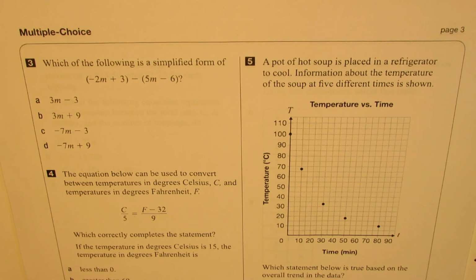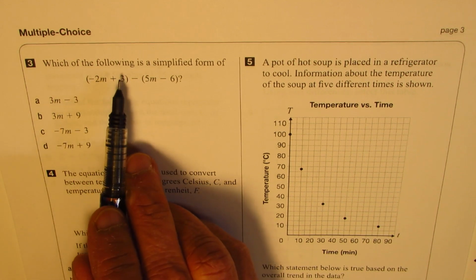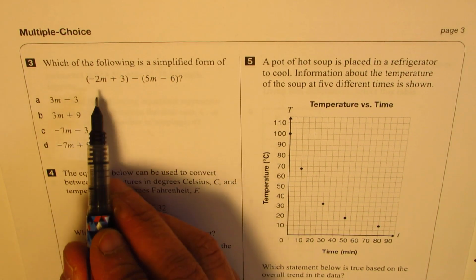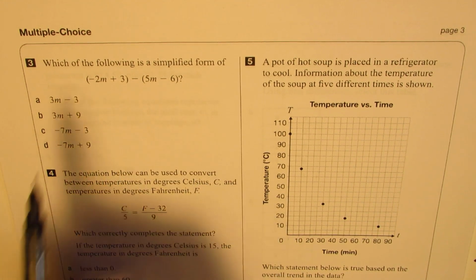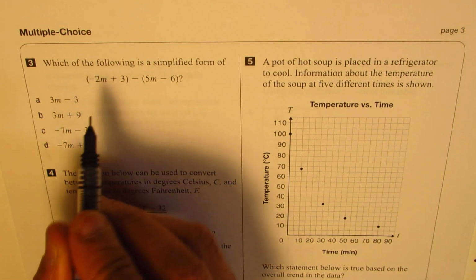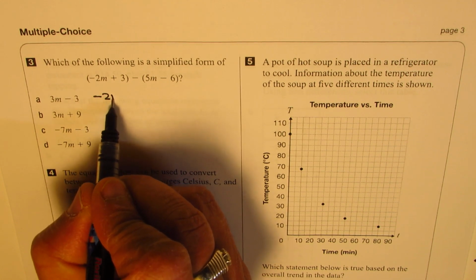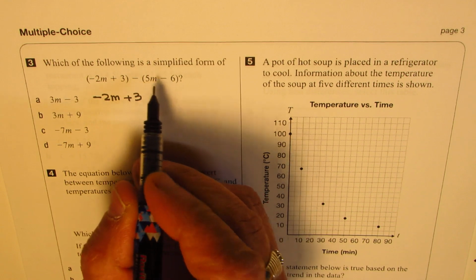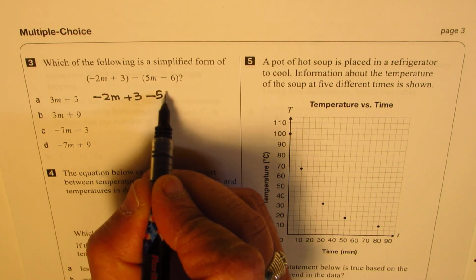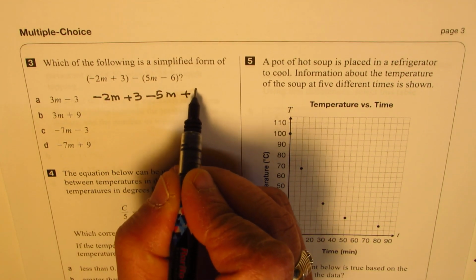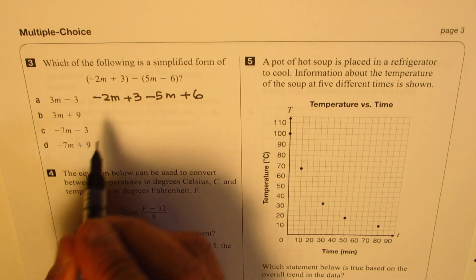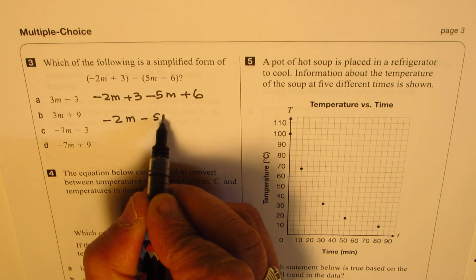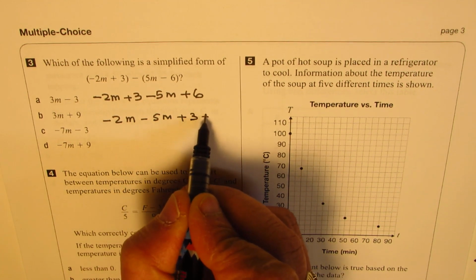Question number 3 here is, which of the following is the simplified expression for this? Well, it's just a simple combination of like terms. Let's open the bracket first. So we get minus 2m plus 3. When you open, both the signs will change. So this becomes minus 5m and that becomes plus 6. Now you combine the like terms. Let me rewrite this as minus 2m minus 5m plus 3 plus 6, correct?